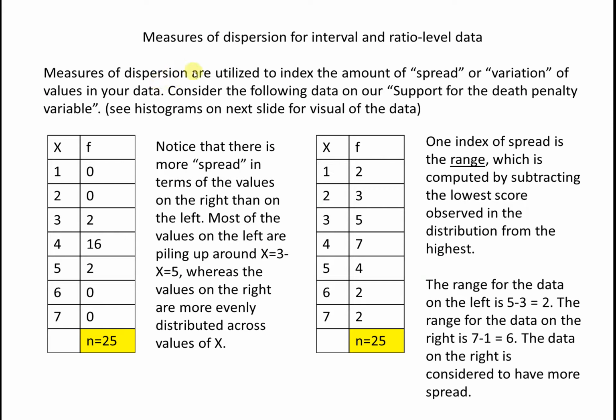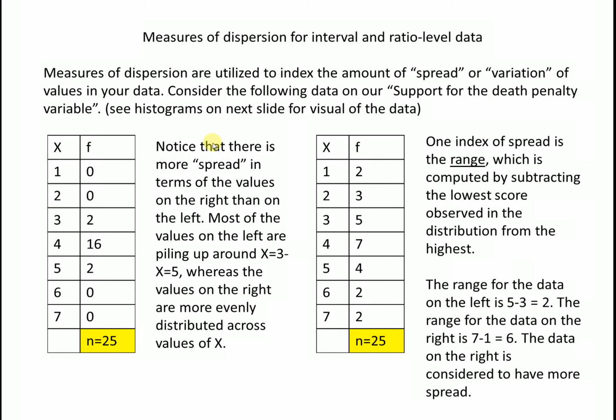Now, another way of summarizing data that fall at an interval or ratio level is to look at dispersion, or basically how spread out or how much variation there is in terms of the values for your variable. So measures of dispersion are basically used to index spread or variation of values in your data. So consider this data from our support for death penalty variable.